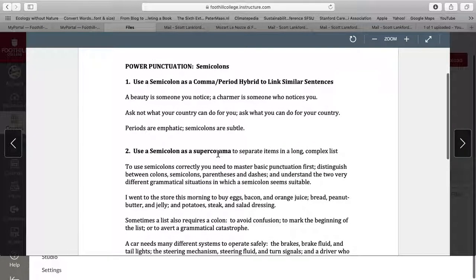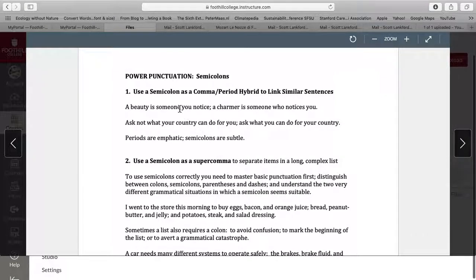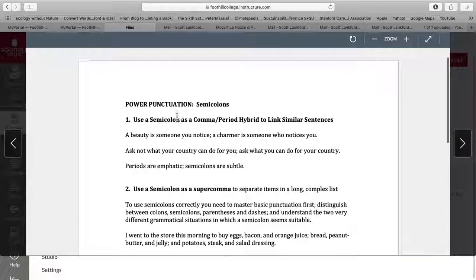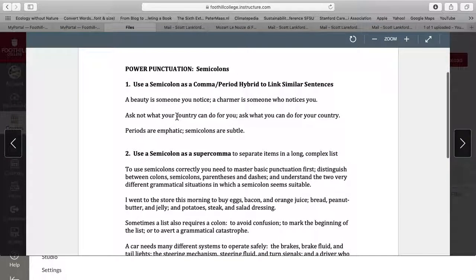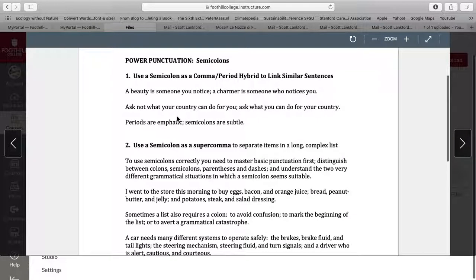And semicolons are on the list. Once you start looking for semicolons in professional writing, I think you'll begin to see them everywhere. Just two basic ways to use these things, and I'll try to be clear on the differences because you don't want to mix them up. You have to use it either one way or the other, not try to make a mishmash of the two. So the first way, the most familiar way, is to use a semicolon as a comma-period hybrid to link similar sentences together.